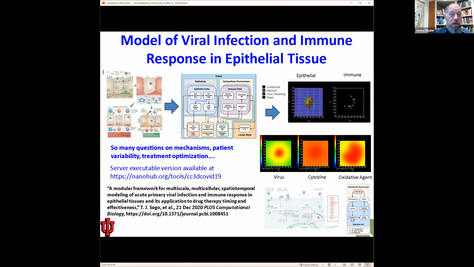The cells will send out cytokine signals that will call in immune cells. Those immune cells will kill infected cells. They'll secrete their own cytokines to pull in additional immune cells. They'll also secrete oxidative agents that will kill uninfected cells as well.